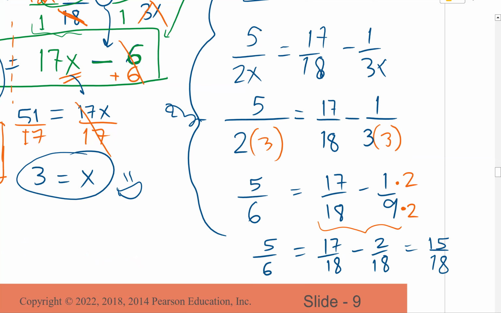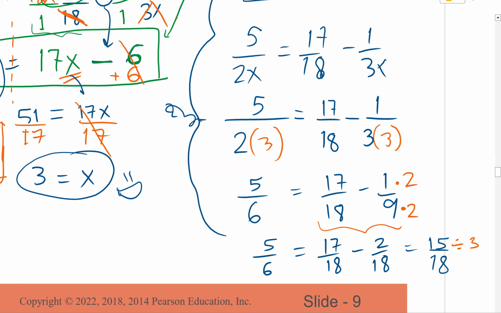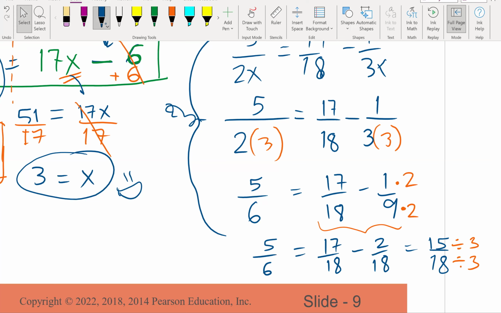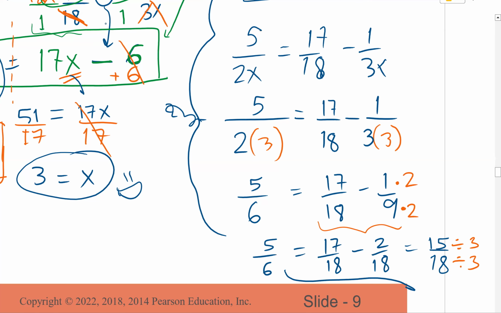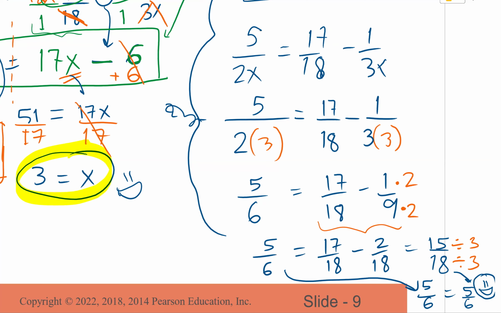That's hard to say. But that reduces because 3 goes into both of those, right? I can take 15 divided by 3, 18 divided by 3. I think I get 5/6, just like the left side. So the 5/6 that was on the left is equal to this 5/6. Look at that. We did it right. x must be 3. That must be the right one. Yay, we did it. Woohoo.